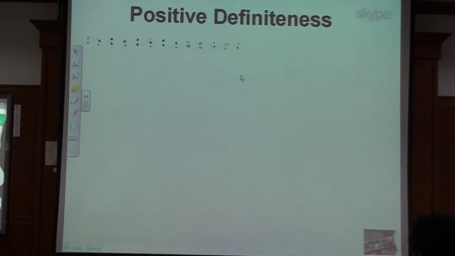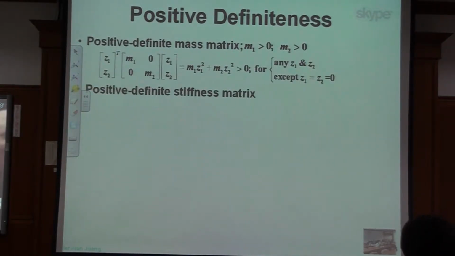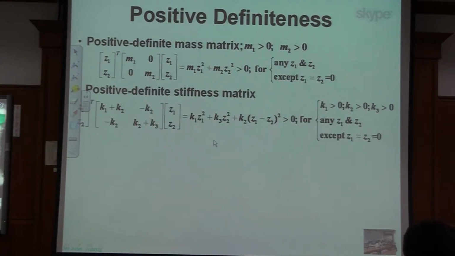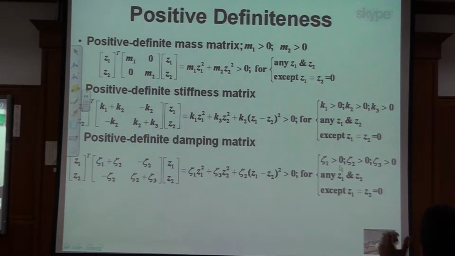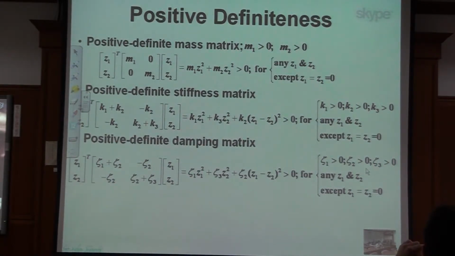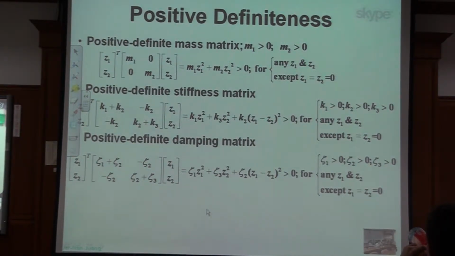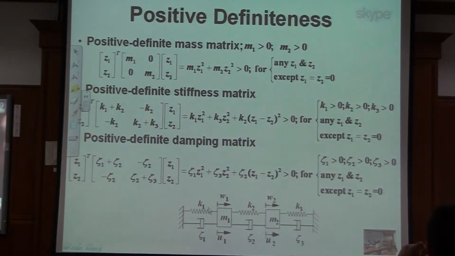For this case, we call it positive definite. For this case, that's a positive definite matrix, and k is also a positive definite matrix. If k larger than 0, k1 larger than 0, k2 larger than 0, and k3 larger than 0, for any z1 and z2, this is the definition of positive definite. And the same thing, zeta 1 larger than 0, zeta 2 larger than 0, zeta 3 larger than 0, and this zeta is also positive definite. And that system will be a stable system.